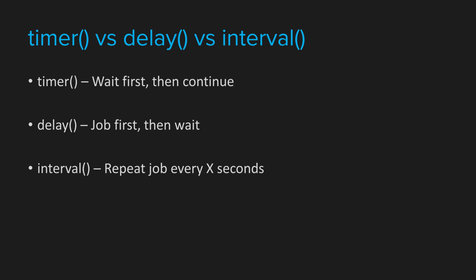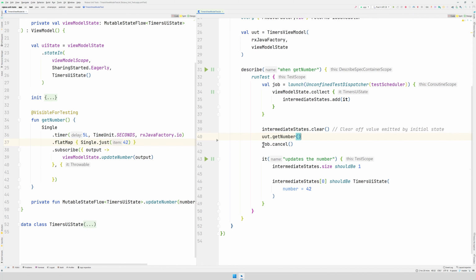Since I'm on the topic, let me clarify something really quick. What's the difference between timer and delay in RxJava? A timer is when you want to do something after a particular amount of time. So what you do is you wait first, and then you do some sort of action. A delay is the same thing, but in reverse. A delay is when you do something first, then you delay some sort of subsequent operation, and then you do the rest later on.